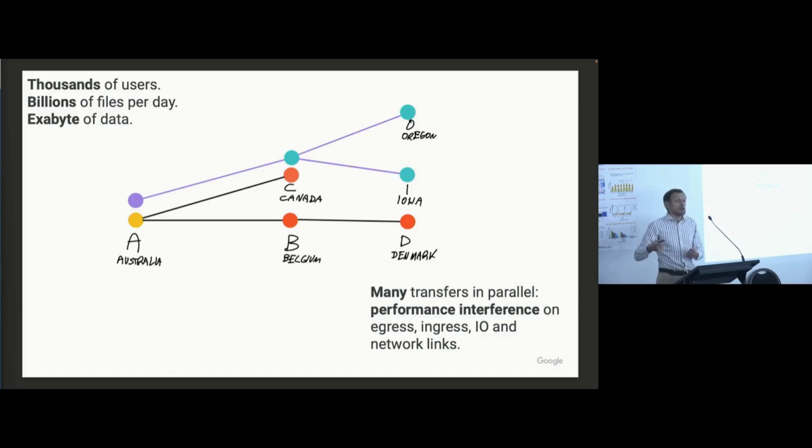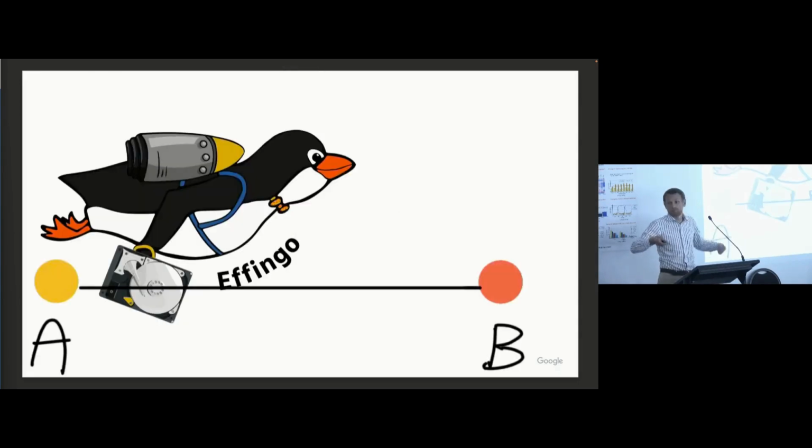So these transfers do not happen in isolation. First, they interfere with each other. They impact the bandwidth, but also the ingress, egress, and the I/O. But they also share the network with other higher priority transfers, like immediate transfers for our user data. So everything is extremely dynamic. Clearly, SCP doesn't do the job, and that's why we end up with Effingo.